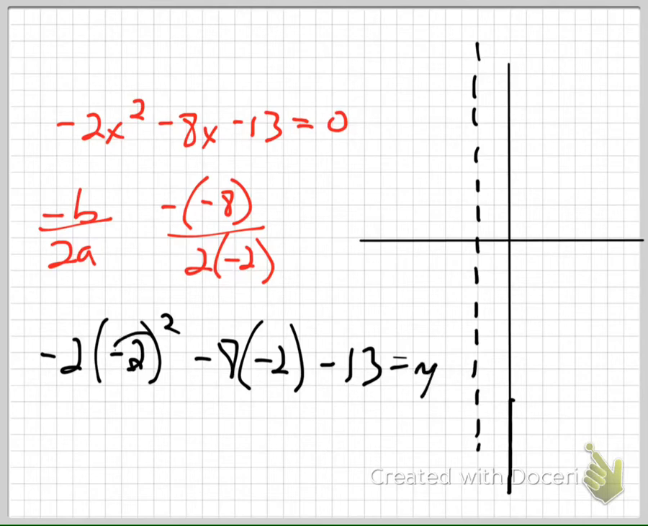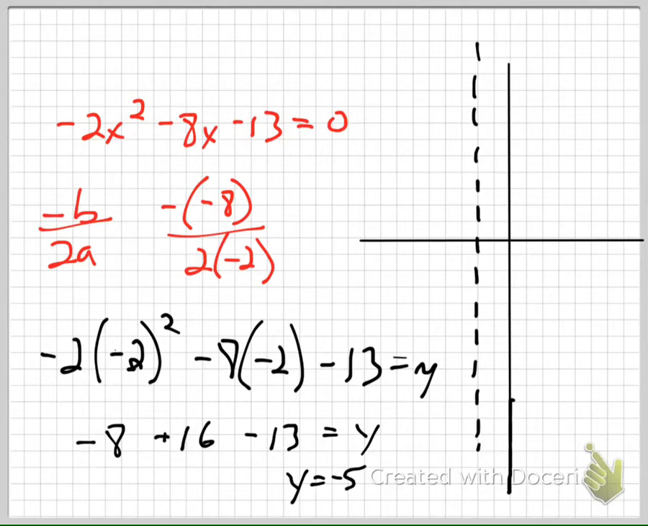Okay, negative 2 squared is 4. Negative 2 times 4 is negative 8. Negative 8 times negative 2 is a plus 16 minus 13 equals y. Negative 8 plus 16, 8. 8 minus 13, negative 5. So y equals negative 5.